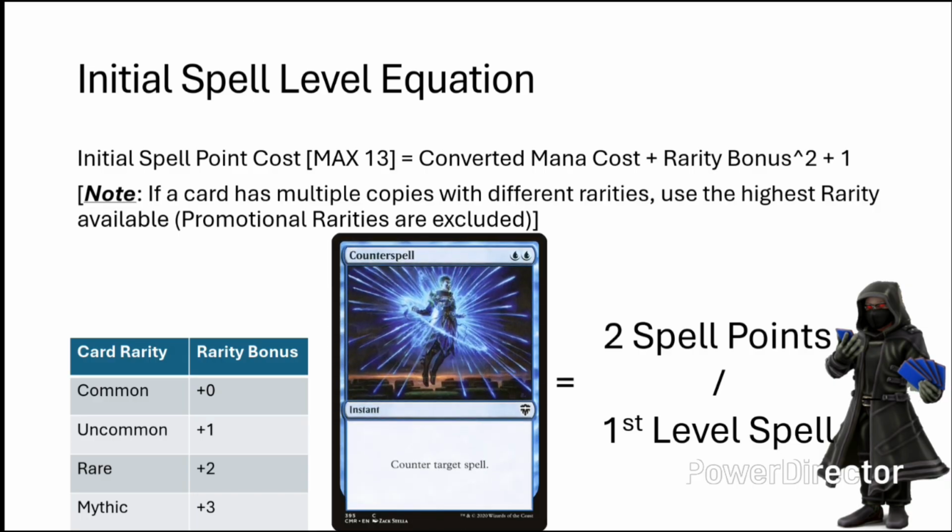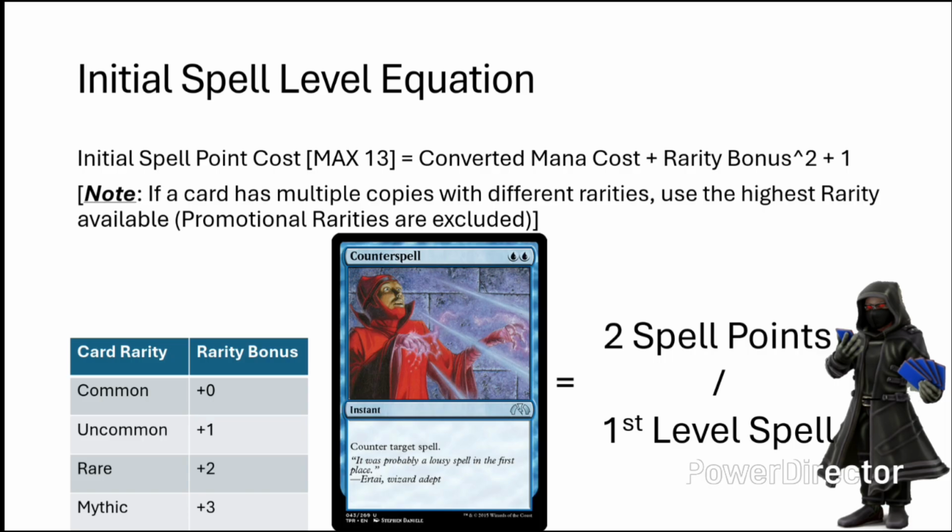Likewise, Counterspell has 2 different rarities, not including the promotional rarity. We're actually going to be excluding promotional rarities from this equation, as while they do seem to be of rare rarity, we're not going to be counting them for equations, as they seem to be an outlier compared to the other rarities. For instances where we have multiple rarities, like with Counterspell, Common, and Uncommon, we are going to be using the highest rarity available.